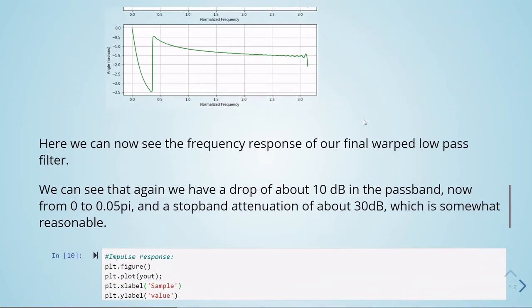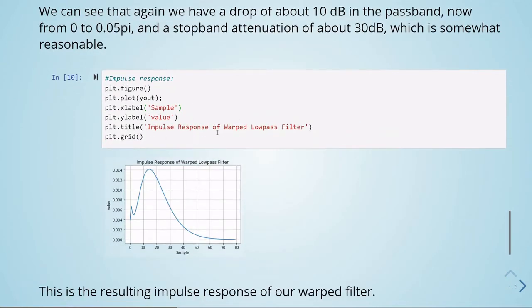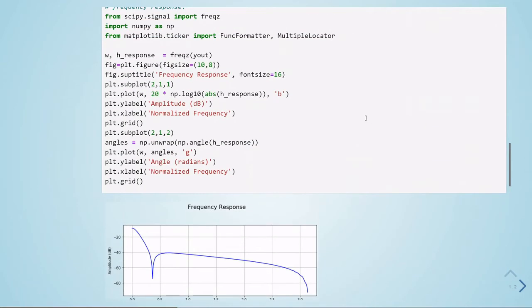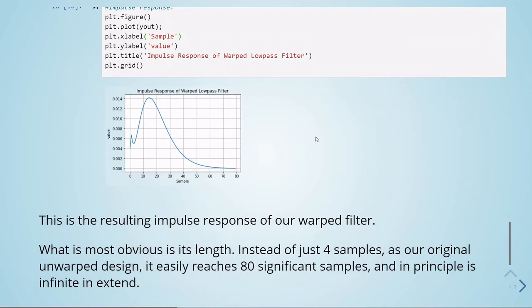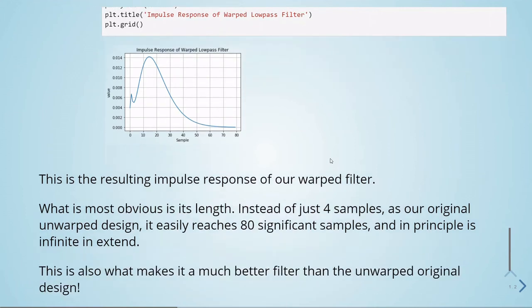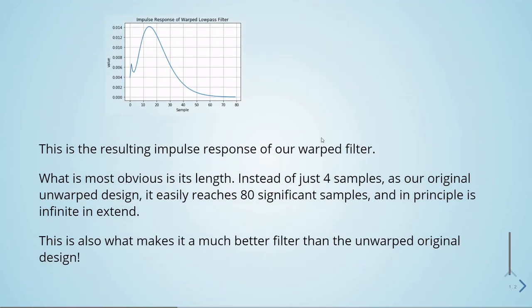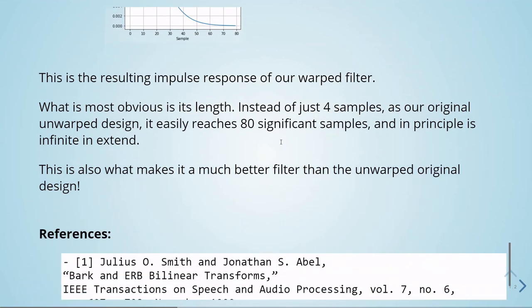We can see the impulse response of this filter here if we plot the y out. We compute it from here, and it looks like this. This is the resulting impulse response of our warped filter. What is most obvious is its length. Instead of just 4 samples as our original unwarped design, it easily reaches 80 significant samples, but it's in principle infinite in extent. So this is also what makes it a better filter than the unwarped original design.